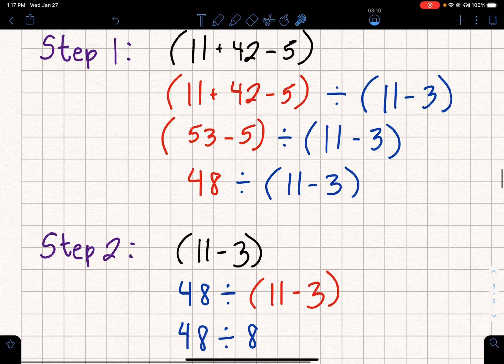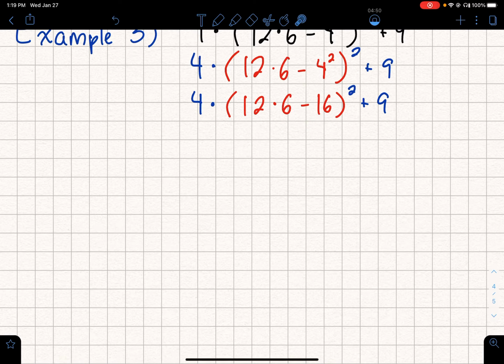Okay, so we're going to keep focusing inside of our parentheses here because we still have more stuff to do. P, parentheses, no more exponents. Left to right, first thing we see is multiplication. That's what's going to be next. So we're going to transfer down our 4 times, put our parentheses back up, and we have 12 times 6, which comes out to 72 minus 16. This thing is squared plus 9.